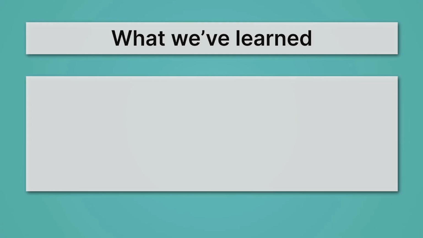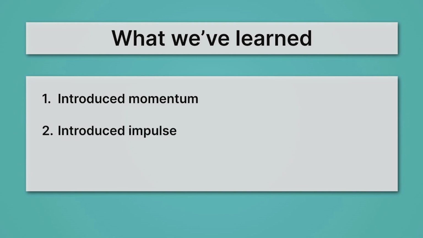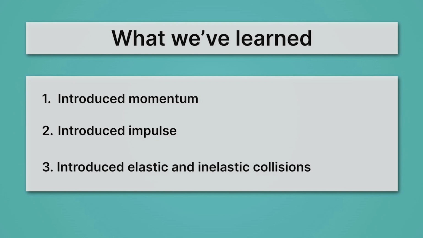All right, so that's an overview of our unit. What did we learn? We introduced momentum, which we said was the tendency of an object to stay in motion. When momentum is transferred, we call that impulse, and so we introduced impulse, which depends on the force and the amount of time those forces are in contact. Lastly, we introduced elastic and inelastic collisions. Elastic collisions are where things bounce, and inelastic collisions are where things stick together.